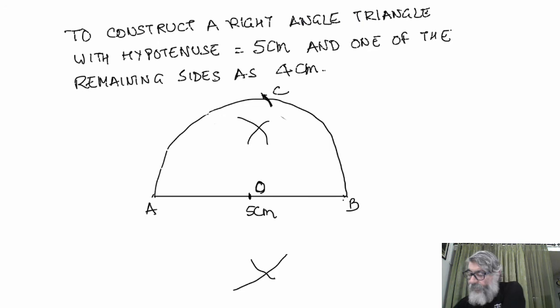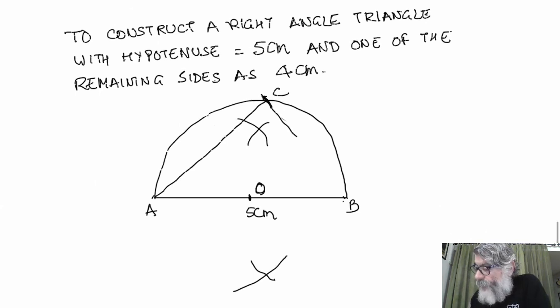C is there. Now what you do is you join A to C and you join C to B. Automatically you will get this angle as 90 degree. So this construction is done on the basis that the angle in a semicircle is a right angle. Angle in a semicircle is a right angle.